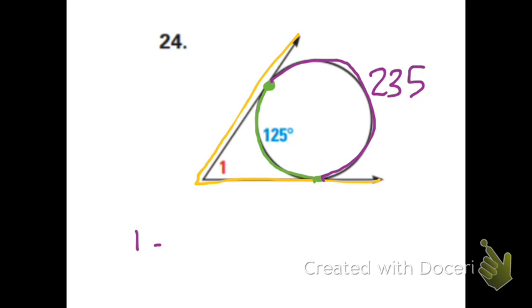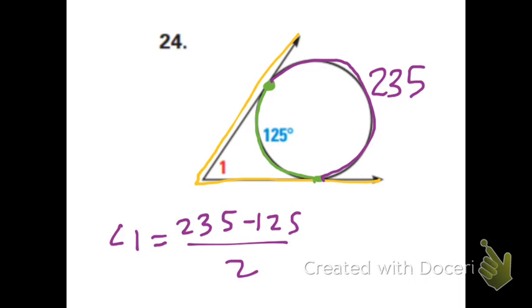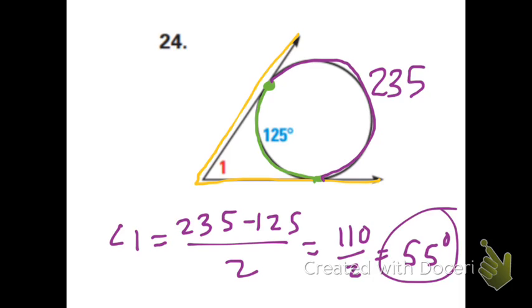So this angle 1 is going to equal half the difference of 125 and 235. So we subtract the 2 and divide by 2. So we get 110 divided by 2, and we get angle 1 is 55 degrees.